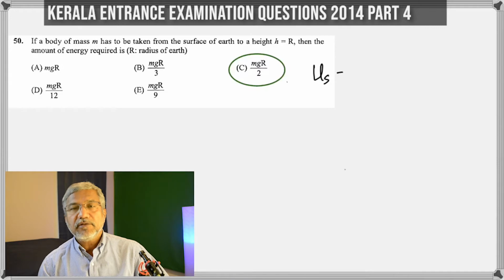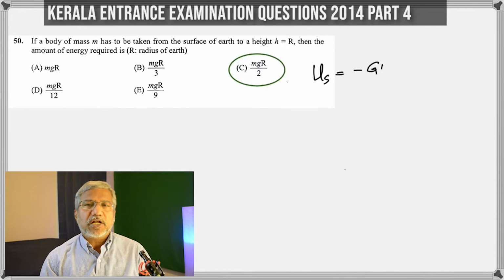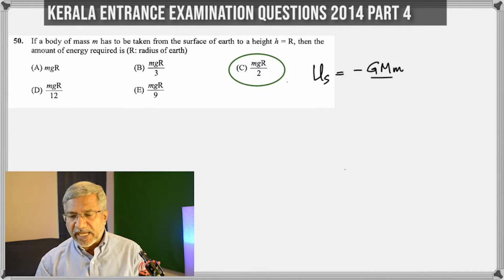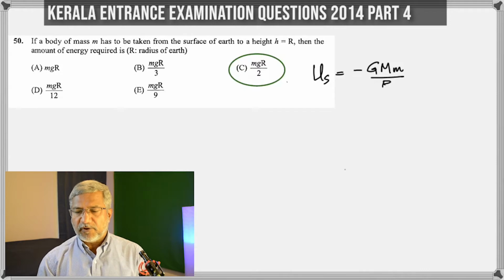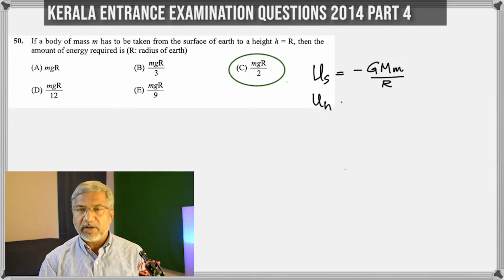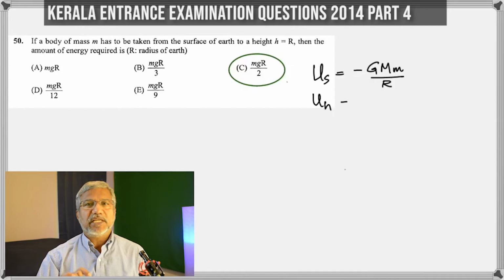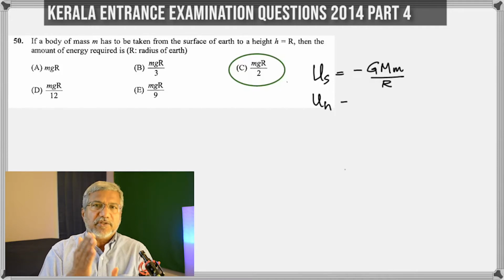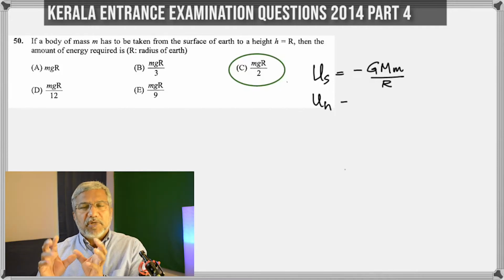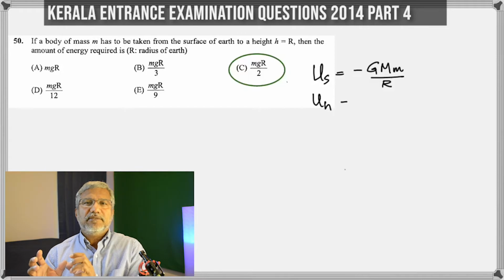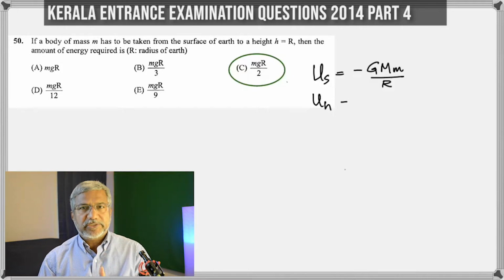That is the answer. But we'll start with potential energy at the surface is given by this formula, minus GMm by r. So that's a formula for potential energy. So notice there is no square there. That's a mistake that students make. So potential energy is gravitational constant multiplied by the product of the masses divided by the radius, with a negative, of course.